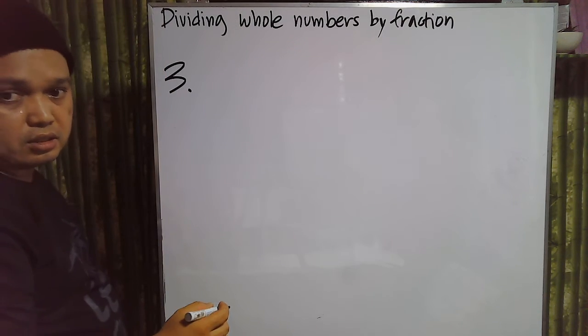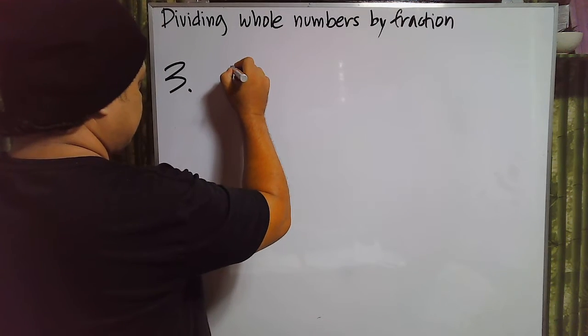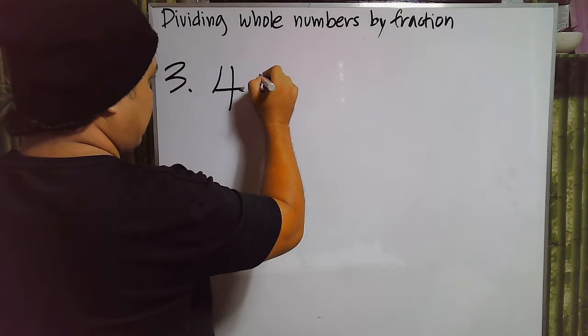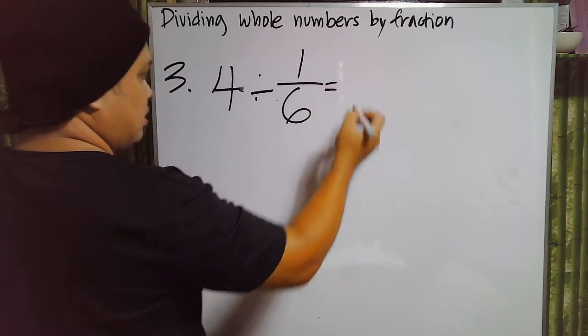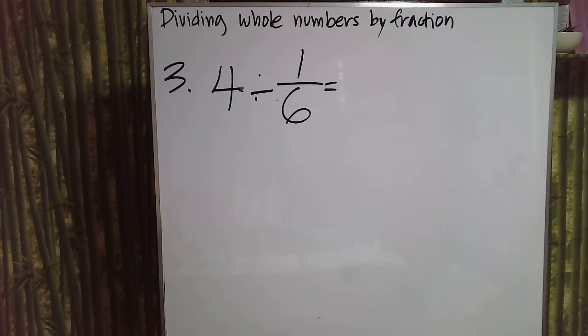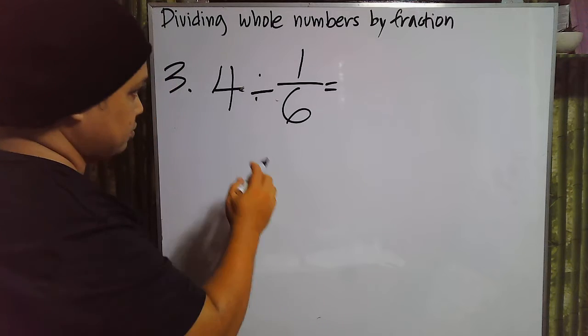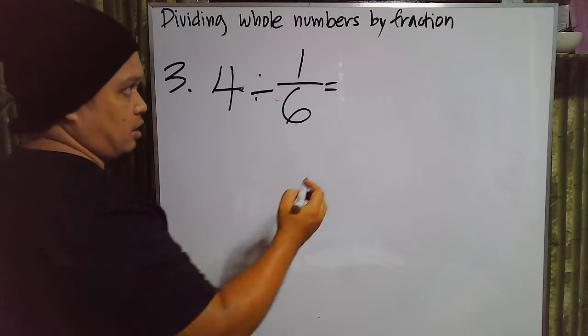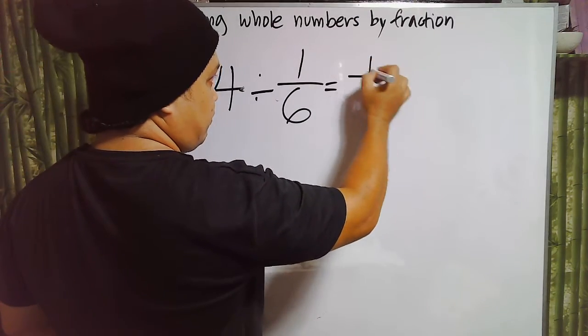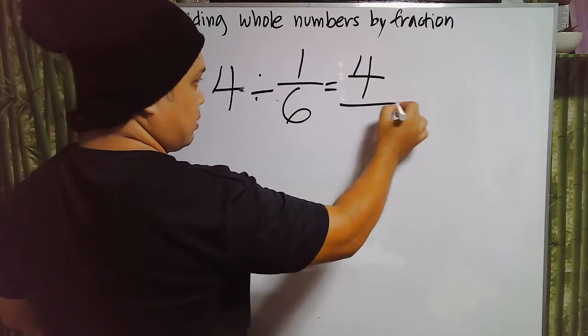4 divided by 1/6. Okay, so we have 4 divided by 1/6. Okay, so whole number divided by a fraction. Now first, the same procedure, change the whole number into a fraction. So the fraction form of 4 is 4 over 1.